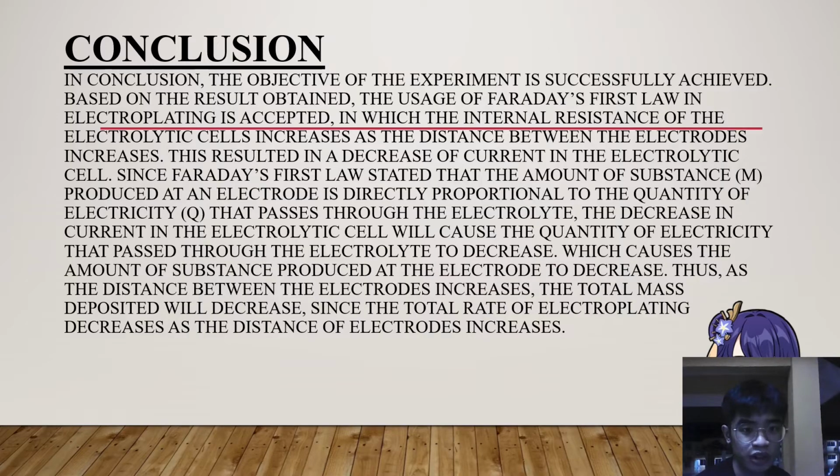In conclusion, the objective of the experiment is successfully achieved. Based on the results obtained, the application of Faraday's first law in electroplating is accepted, in which the internal resistance of the electrolytic cell increases as the distance between the electrodes increases. This results in a decrease of current in the electrolytic cell. Since Faraday's first law states that the amount of substance produced at an electrode is directly proportional to the quantity of electricity that passes through the electrolyte, the decrease in current will cause the quantity of electricity passing through the electrolyte to decrease, which causes the amount of substance produced at the electrode to decrease.